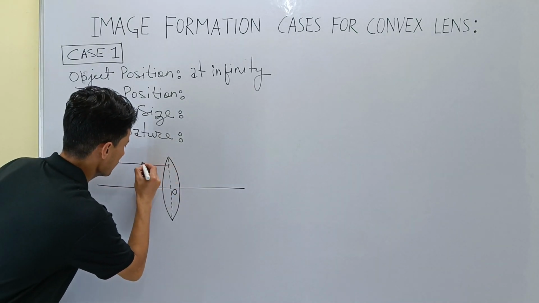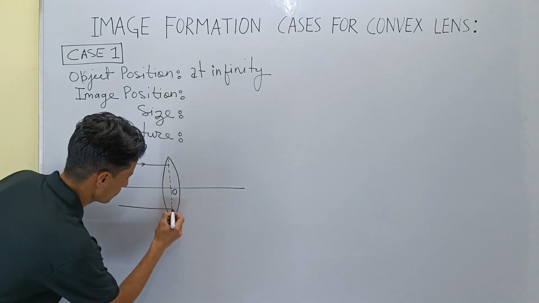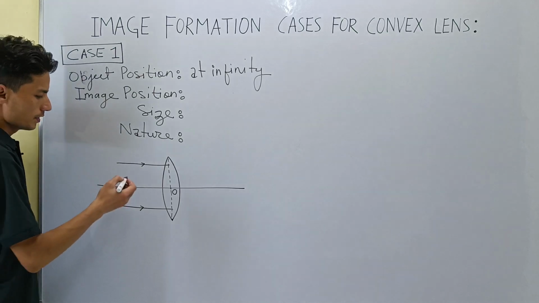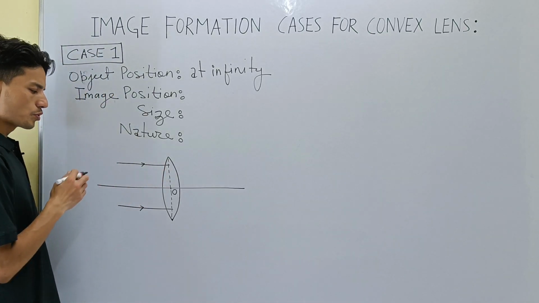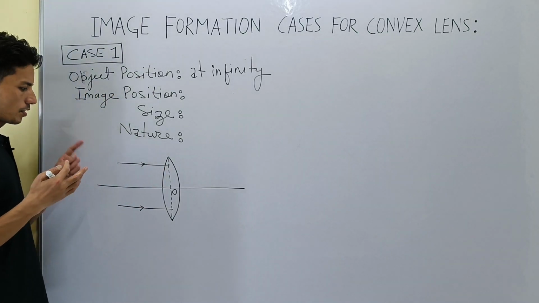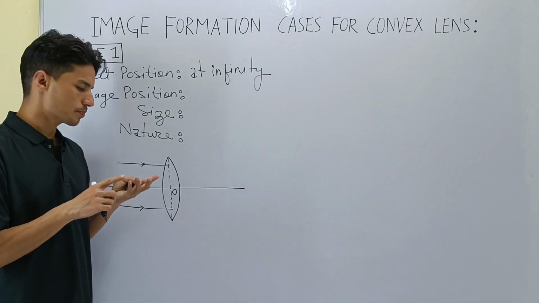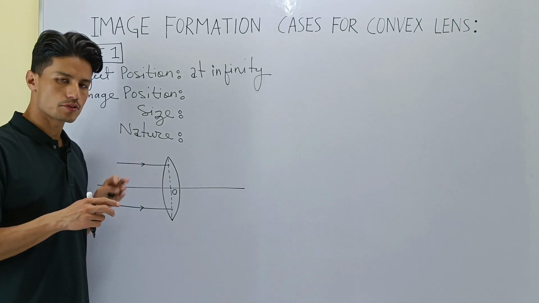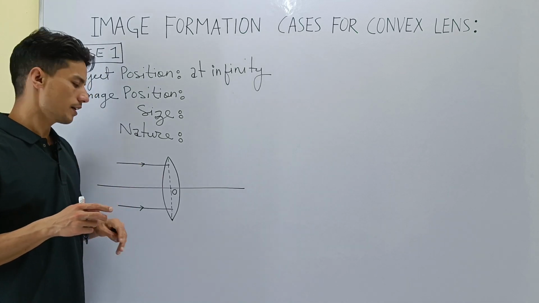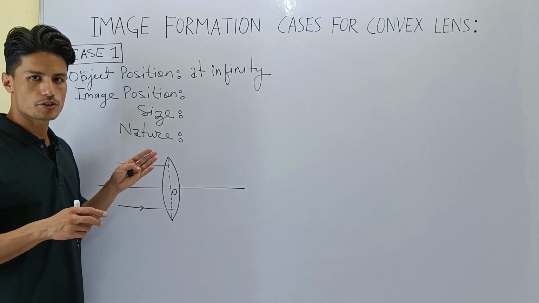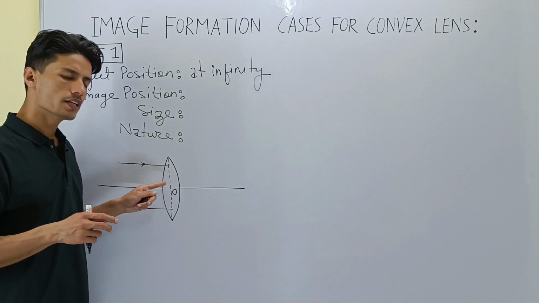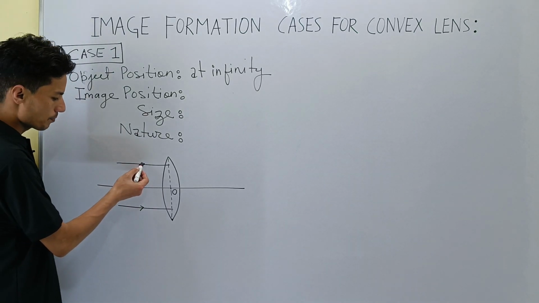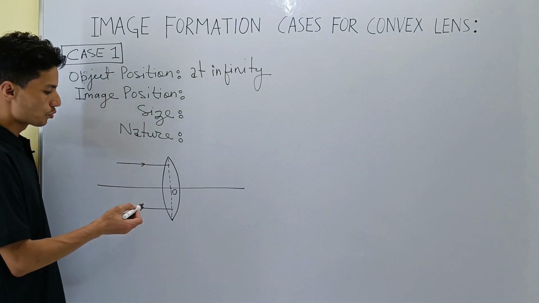Let this be ray number 1 and let this be ray number 2. Both the rays are traveling parallel to the principal axis. Now, which rule do we follow? There are only 3 rules. Rule 1: when the incident ray travels parallel to the principal axis. Rule 2: when the incident ray passes through the focus. And rule 3: when the incident ray passes through the optical center; there is no deviation. Since the incident ray is traveling parallel to the principal axis, I should be following rule 1.